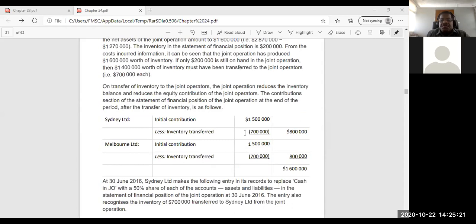Inventory transferred 700, inventory transferred 700. So thereby your right to assets and obligation to liabilities net amount is 800.